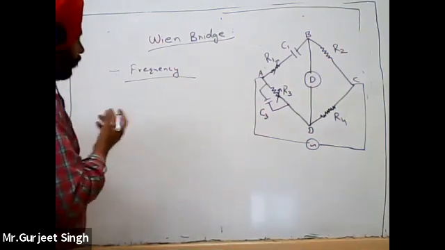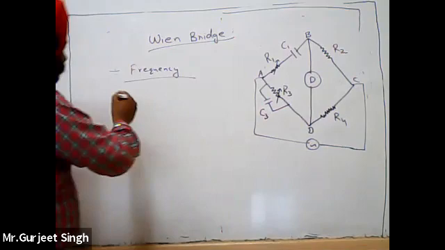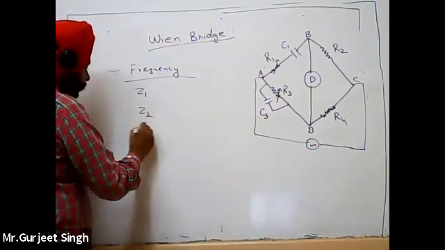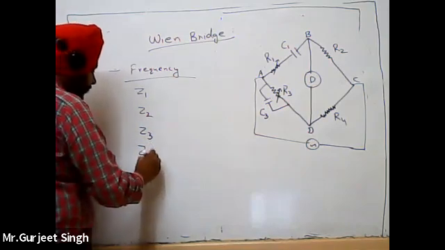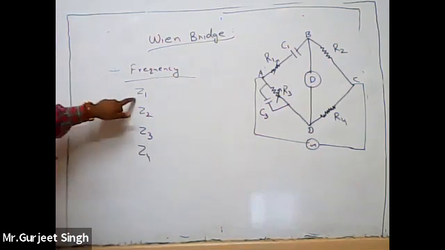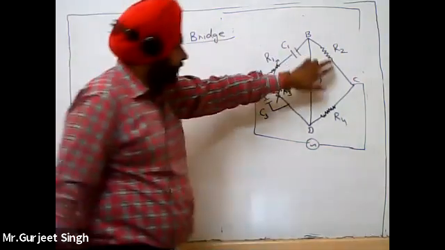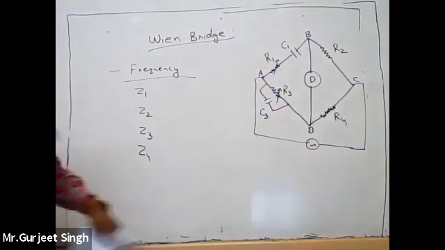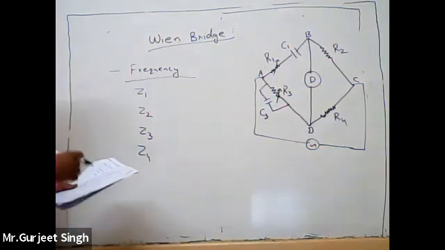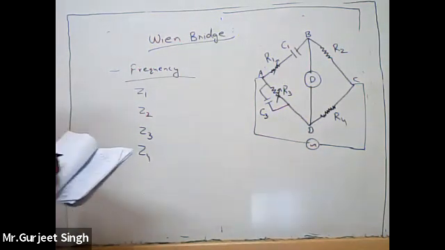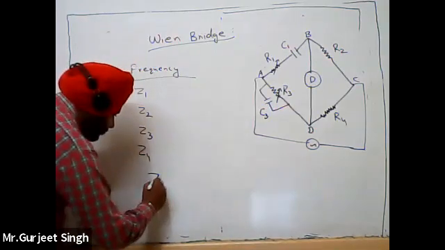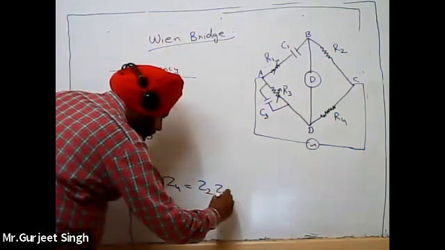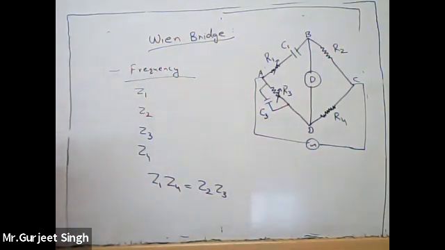Now what we will do is find out the value of Z1, Z2, Z3 and Z4, the impedance of the first arm, second arm, third arm and fourth arm. Then we will apply the formula Z1 Z4 is equal to Z2 Z3.